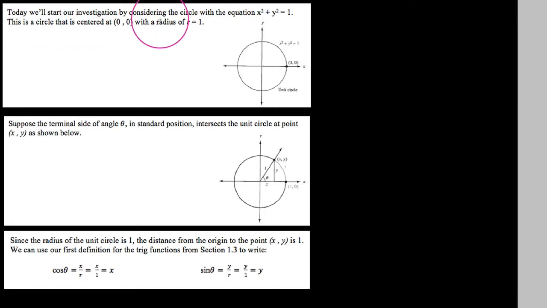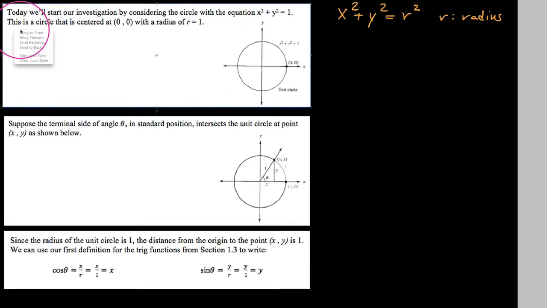We're going to start our investigation by considering a circle having the equation x squared plus y squared equals 1. One thing I want to point out here is this. When we talk about the equation of a circle, we often say that it's x squared plus y squared equals r squared, where r is the radius. So r squared would be this 1 right here.